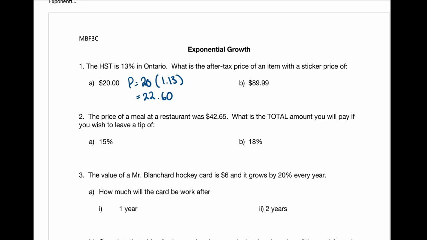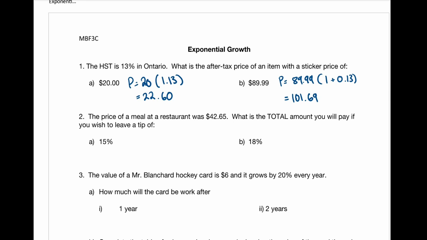The same thing can be done in B. The after-tax price is going to be $89.99 multiplied by 1, so the original amount, plus 0.13, or the tax, and the after-tax price I get is 101.69. So that's a way where I can multiply by including the original amount plus the tax.